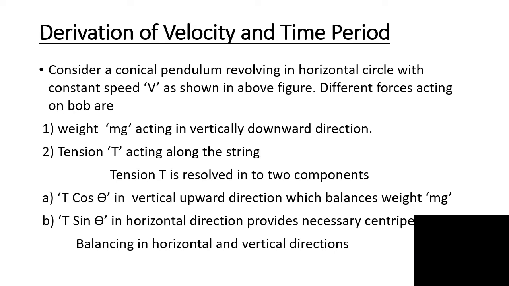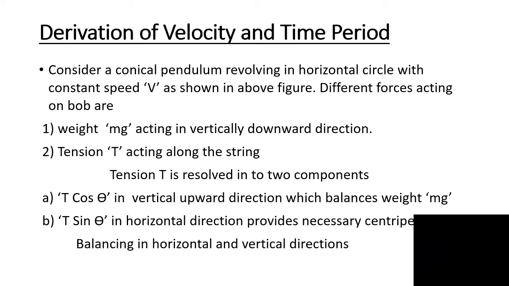Derivation of velocity and time period. Consider a conical pendulum revolving in a horizontal circle with constant speed v, as shown in the figure. The different forces acting on the bob are: first, weight mg acting vertically downward; second, tension T acting along the string along AO.